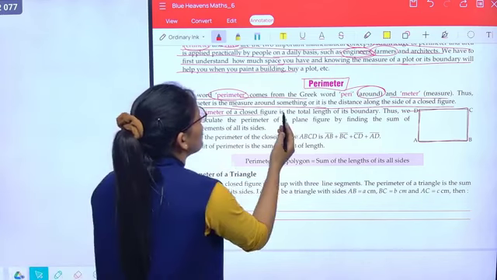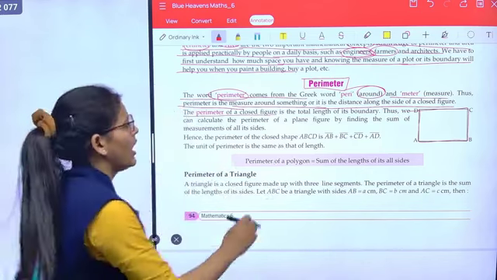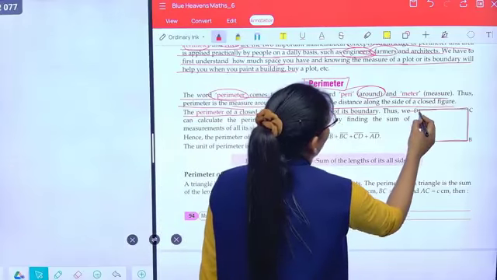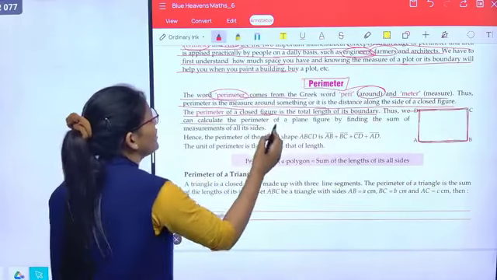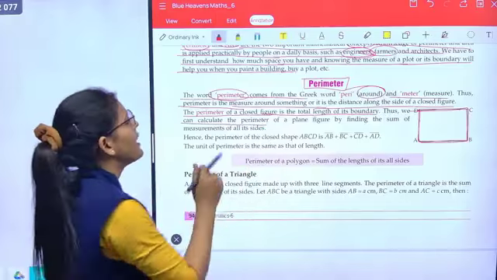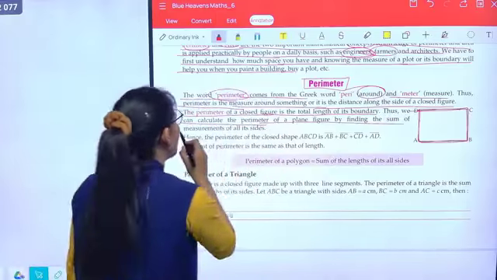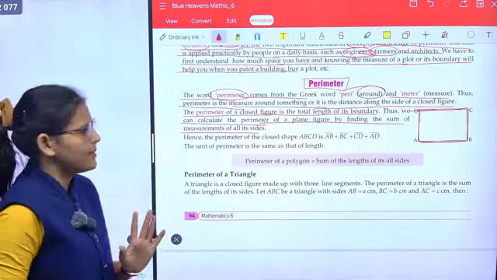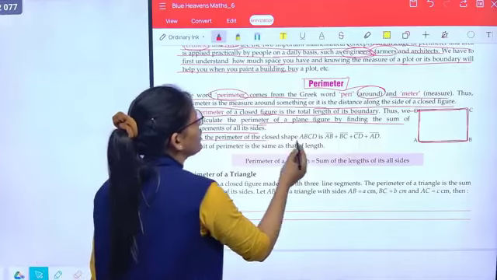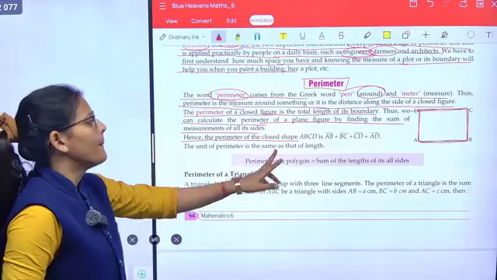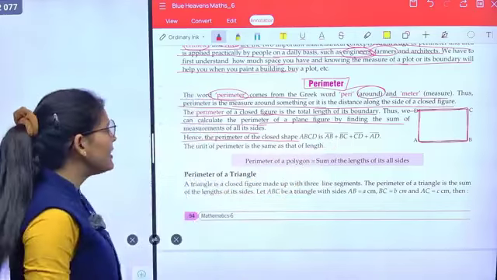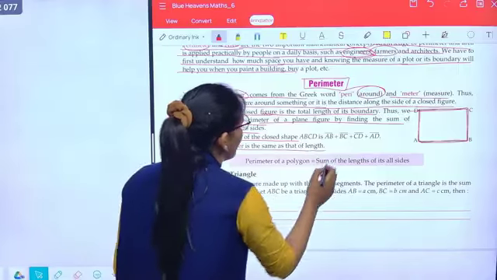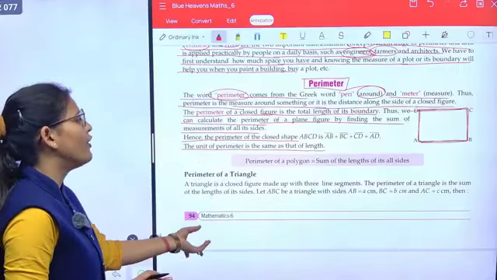The perimeter of a closed figure is the total length of its boundary. Thus we can calculate the perimeter of a plane figure by finding the sum of the measurements of all its sides. Hence the perimeter of the closed shape ABCD is AB plus BC plus CD plus AD. The unit of perimeter is the same as the unit of length.